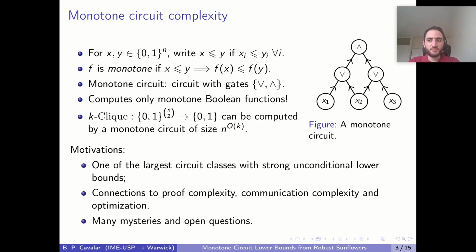Motivations for studying monotone circuit complexity are that it is one of the largest circuit classes for which we have strong unconditional lower bounds. It has many connections to other measures of complexity, such as proof complexity, communication complexity, and optimization. And there are many mysteries and open questions yet for monotone circuits.